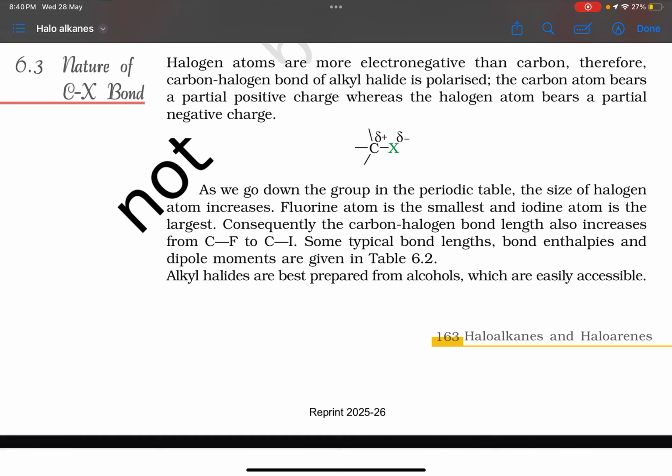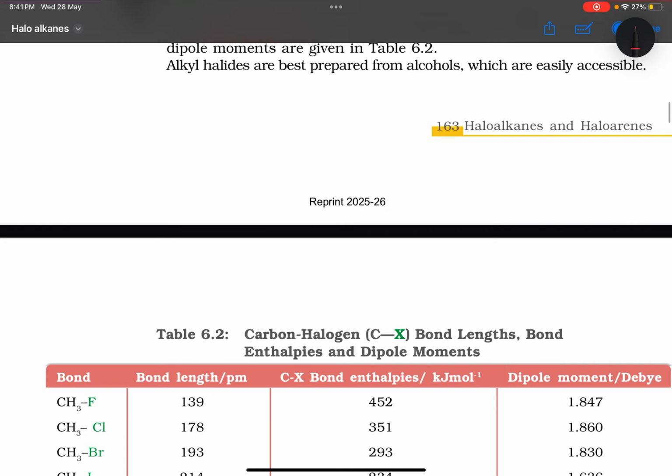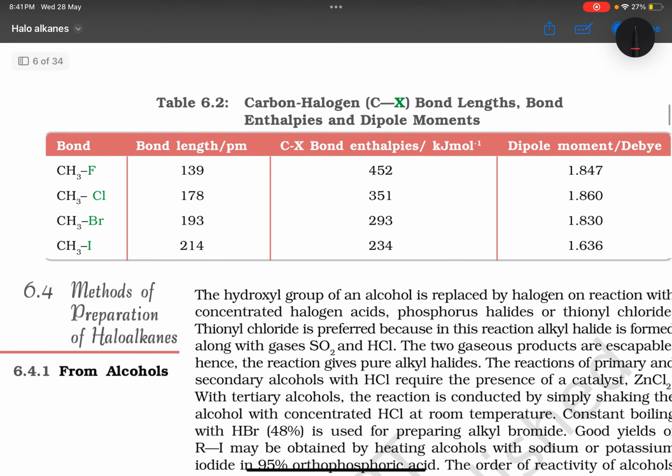As we go down the group in the periodic table, the size of the halogen atom increases. Fluorine atom is the smallest and the iodine atom is the largest. Consequently, the carbon-halogen bond length also increases from C-F to C-I. Some typical bond lengths, bond enthalpies and dipole moments are given in table 6.2. Alkyl halides are best prepared from alcohols which are easily accessible. We'll go to the preparations.